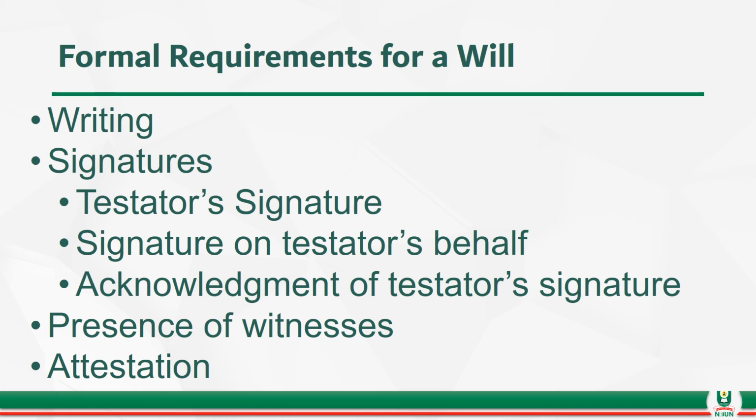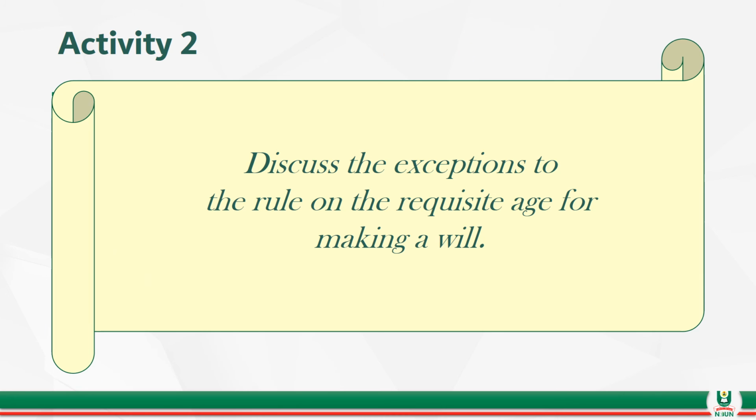They must be present at the point of signature together, and then they must also attest. They must also sign that they are attesting to the signature of the testator. They need not know what is in the will. What is important is that they attest to the will in the presence of the testator, also not necessarily in the presence of each other. So for your second activity, I need you to discuss the exceptions to the rule on the requisite age for making a will.